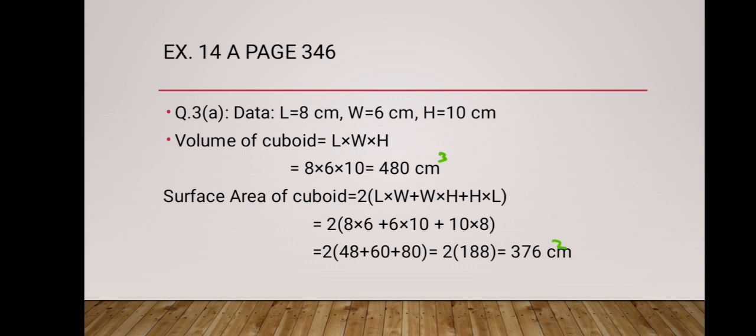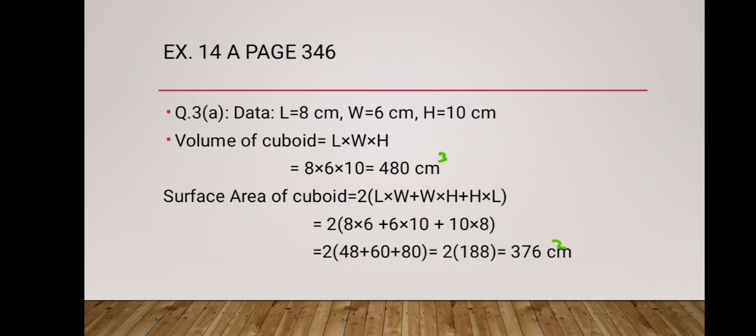So you can see that I have written the data which was given in the question. Length is given as 8 centimeter, width is given as 6 centimeter, and height of the cuboid is given as 10 centimeters. So this means that these are the dimensions of a cuboid, and we have to work out the volume and the surface area of that cuboid.